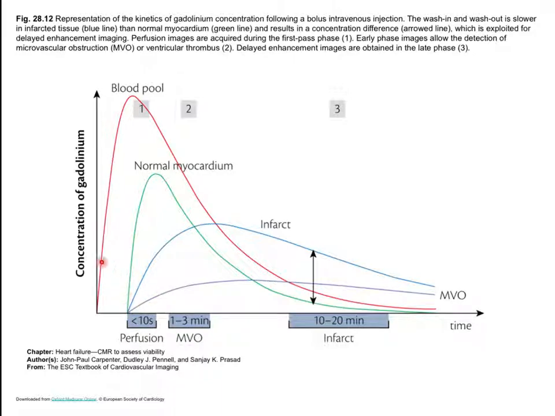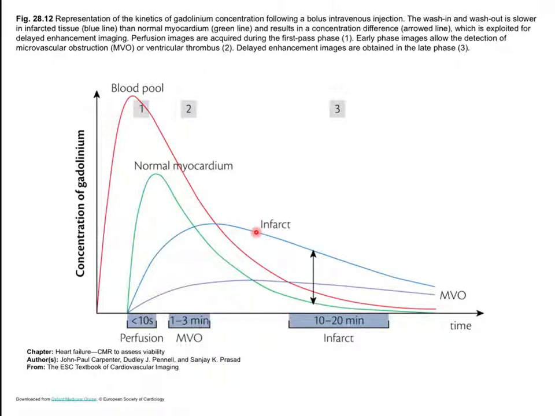Normal myocardium follows the blood pool, only it's delayed by 10 heartbeats or something. Because essentially the contrast agent mixes in the blood pool, comes back into the heart, goes out the aorta and down the coronaries, and then that's what perfuses the myocardium. And so that's going to be delayed from the blood pool, and the peak is going to be somewhat smaller because the concentration is going to be less. So the normal myocardium has this type of picture.